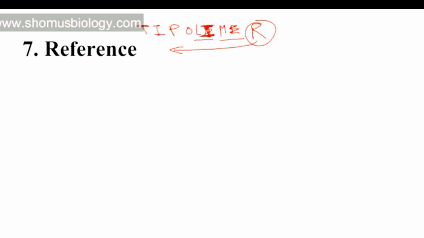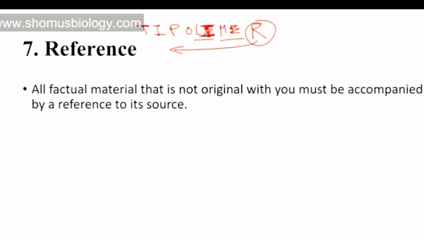So in referencing, what you should mention here is that all factual material that is not original with you must be accompanied by a reference to its source. Now, referencing is of different types. There are different styles of referencing. So we are going to talk about that. I'll teach you about all the different major types of referencing in the series of videos.